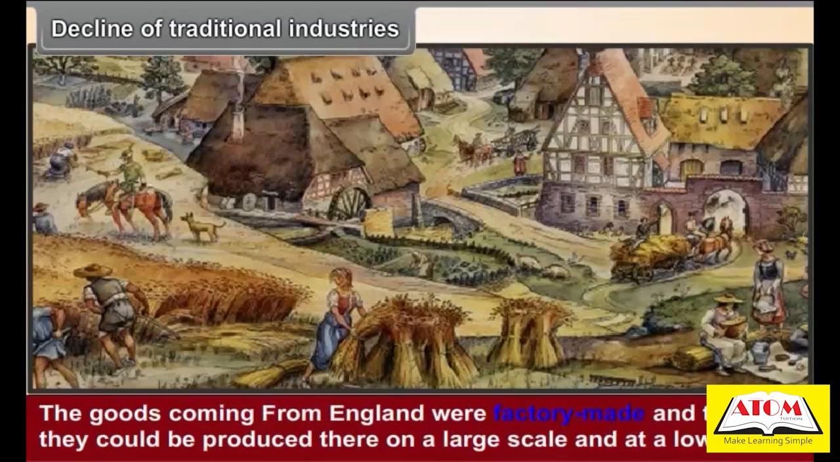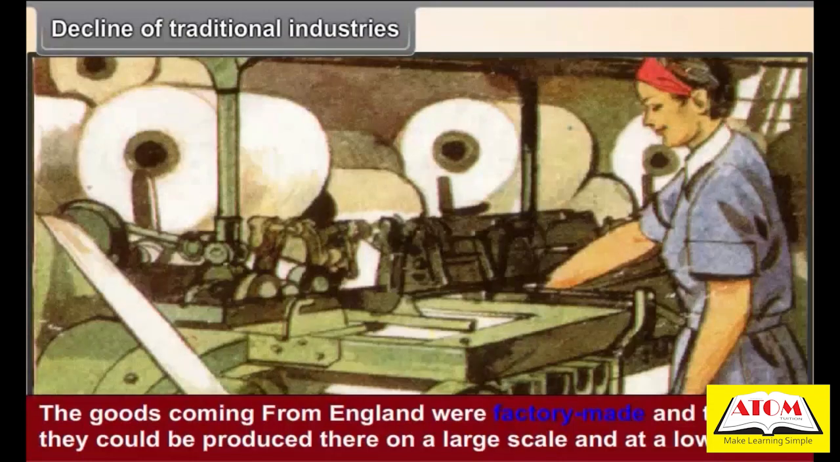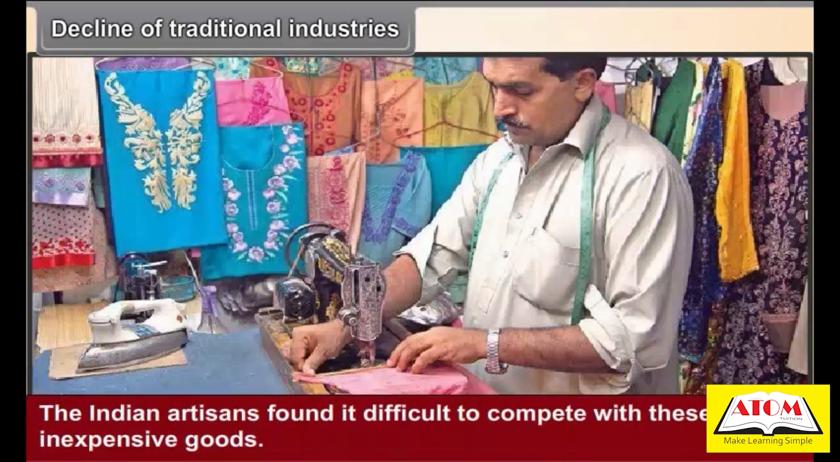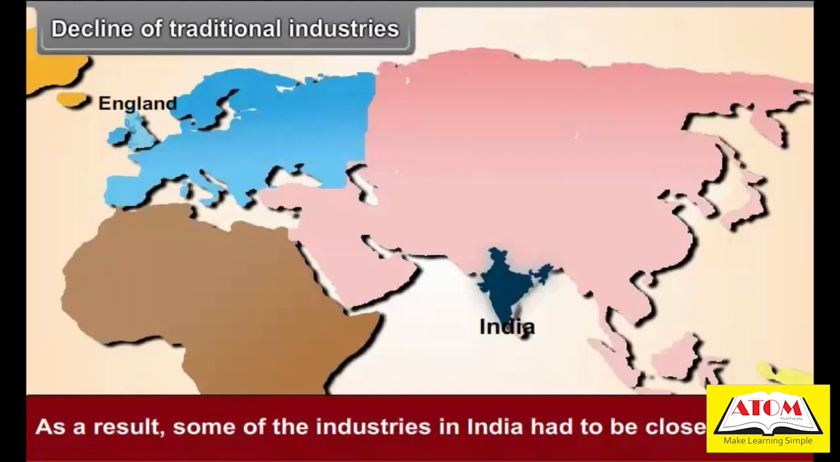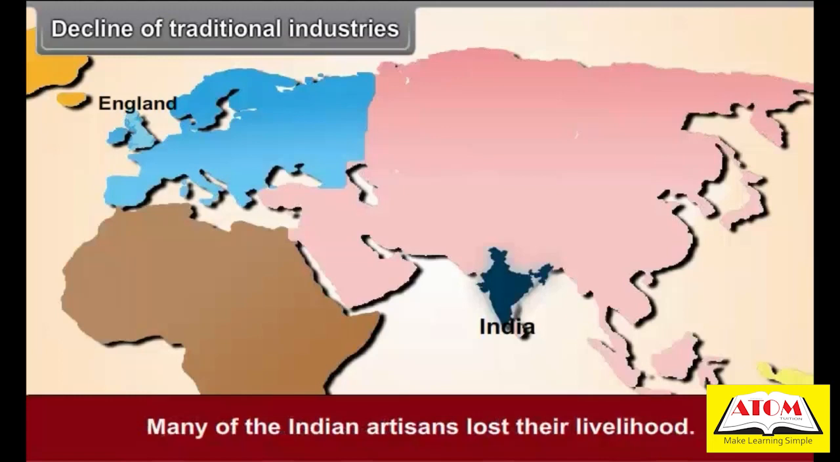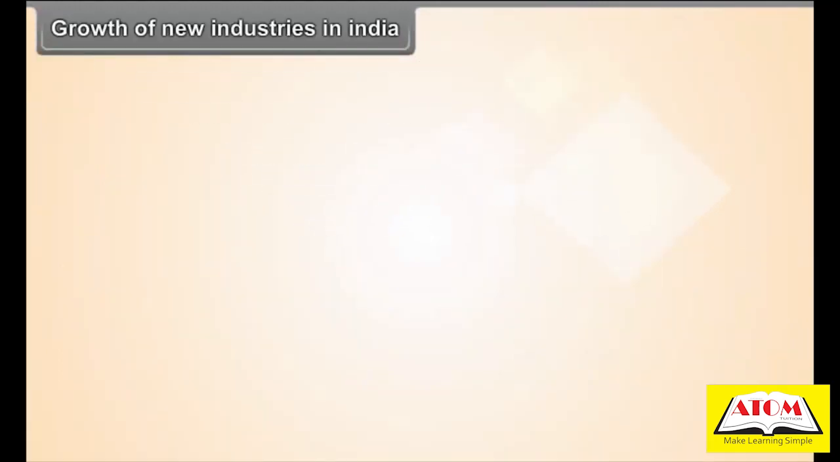The goods coming from England were factory-made and therefore could be produced there on a large scale and at a low price. The Indian artisans found it difficult to compete with these inexpensive goods. As a result, some of the industries in India had to be closed down. Many of the Indian artisans lost their livelihood. Growth of new industries in India.